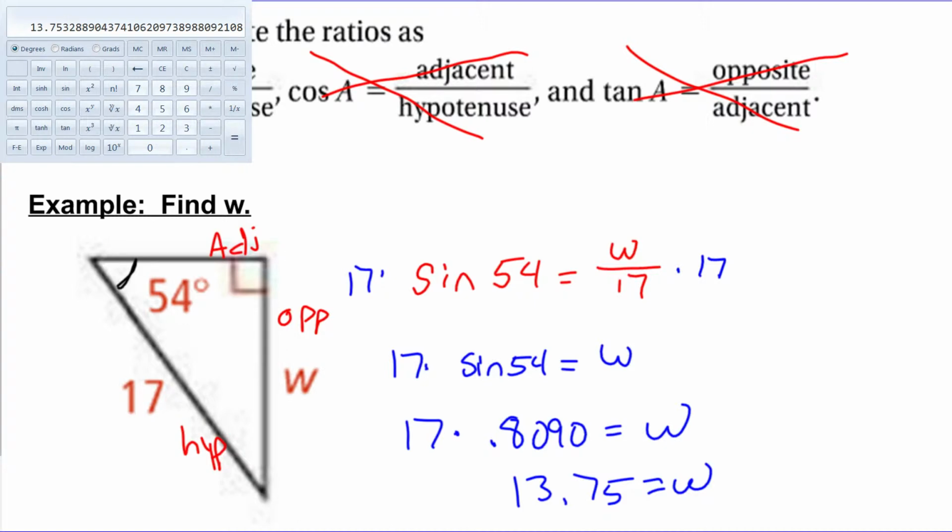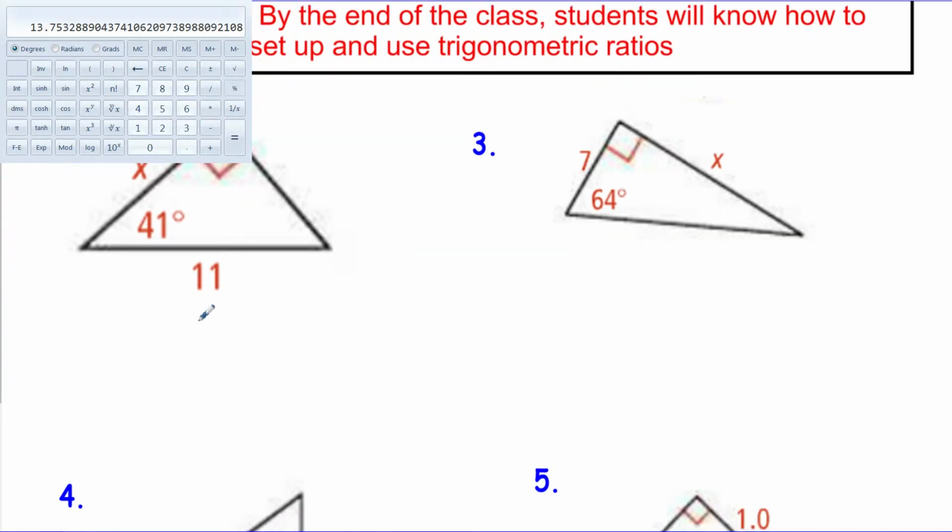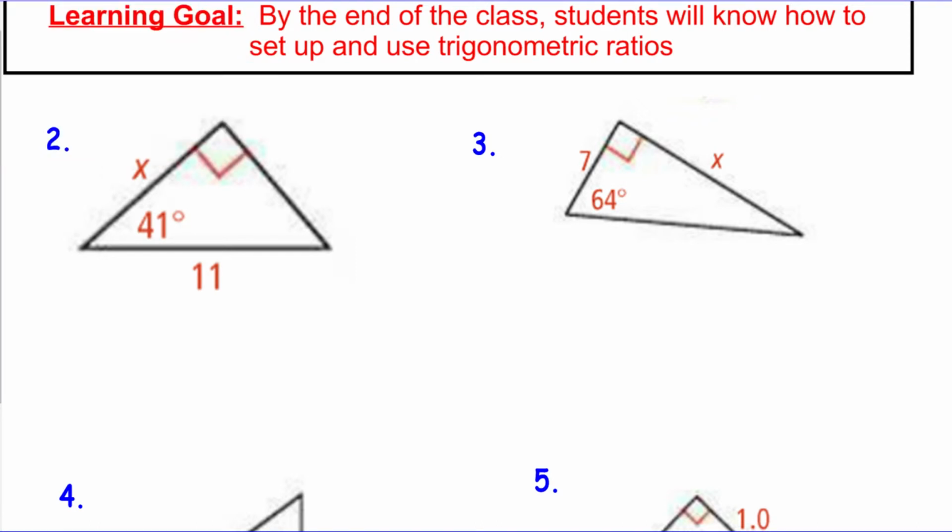If you take a look at more examples, the only difference is going to be labeling the sides and figuring out which ratio you're going to set up. We're going to go through these first two pretty quickly because you're going to see that they're very similar. Again, 41 degrees is my reference angle, the one they gave to me. If I label my sides, opposite is through the triangle, that's here. Adjacent is the other leg, and hypotenuse is 11.